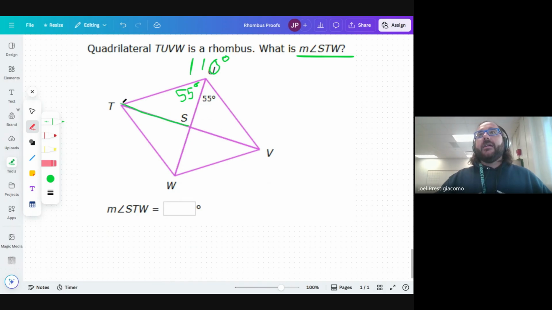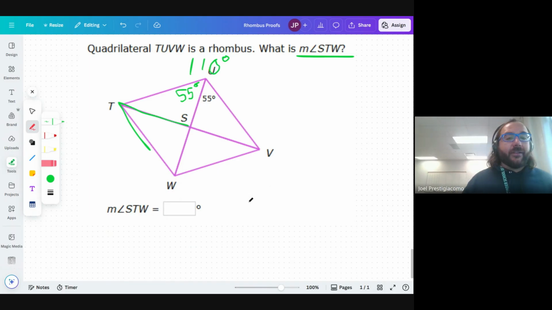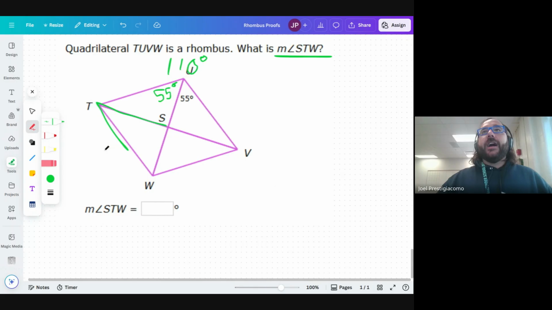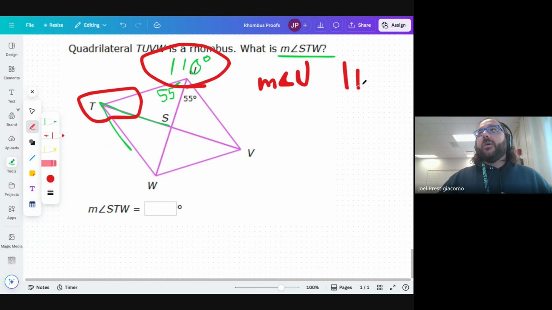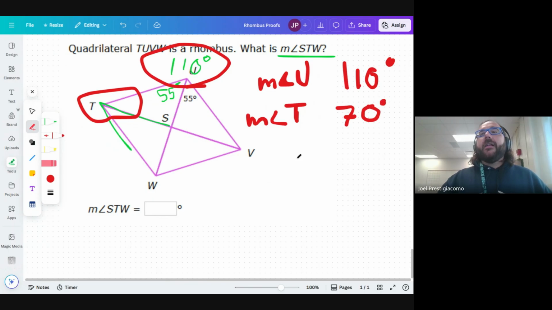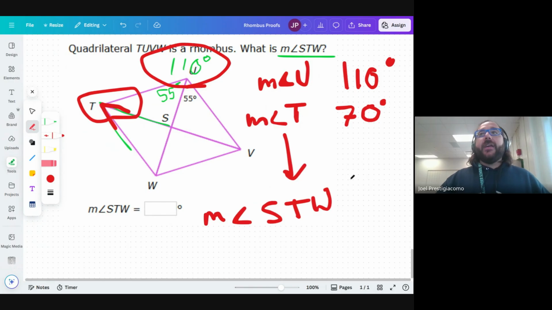So STW is this angle down here. Just like the last problem, we're going to say that if the measurement of angle U is 110, then the measurement of angle T has to be 70. Again, it has to be the supplement here. And then we're going to take this, and the measurement of angle STW is half of angle T, so it's going to be 70 over 2, which is 35 degrees.